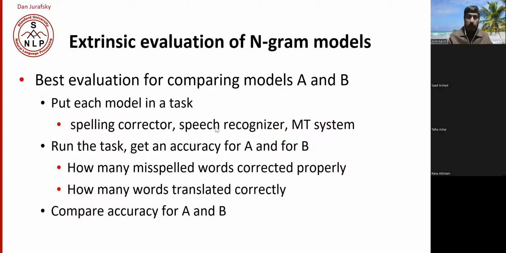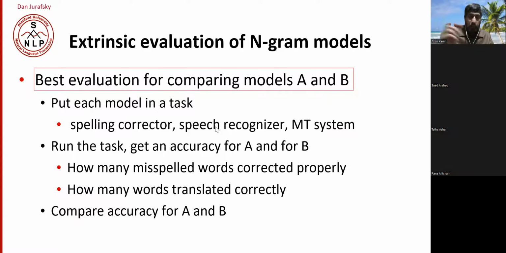So that is the intrinsic way of evaluating a language model, but there's another way which we call the extrinsic way of evaluating the language model. The whole idea here is that you're using the language model in some application, let's say spell correction, or let's say paraphrase generation. So instead of calculating the accuracy of the language model per se, you calculate the accuracy of your actual application.